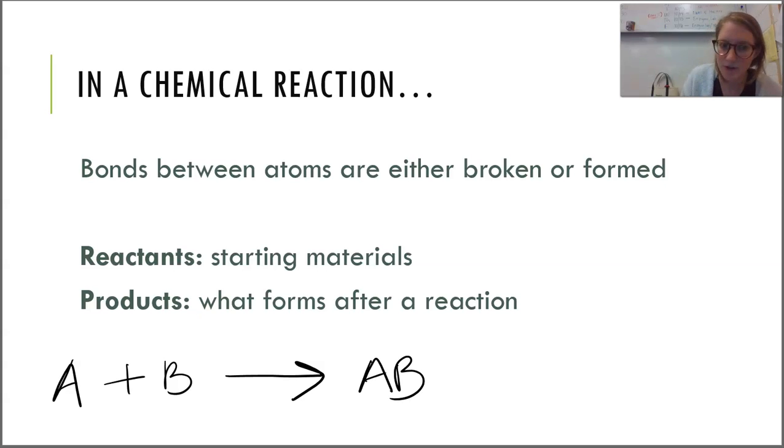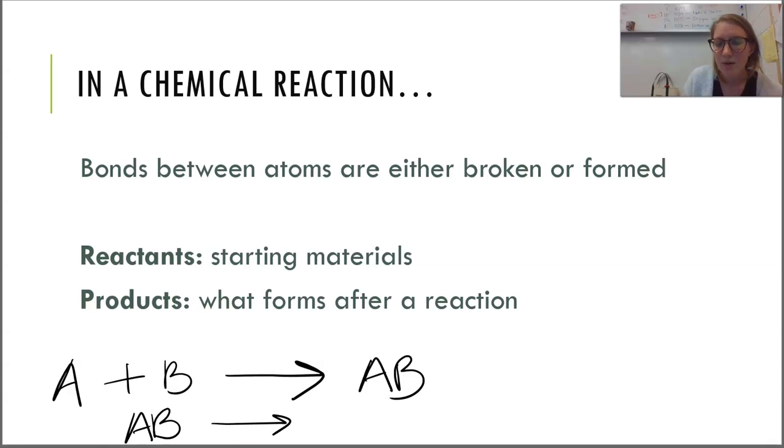Or maybe you could start off with something that is already stuck together, AB, and you go through a chemical reaction, maybe it catches fire, or you add acid to it, or change the temperature. It could be a lot of different things, and it forms A plus B. That's what we mean when the bonds of atoms are either broken or formed. In the first one, they would be formed: you have two separate reactants, and the product is when they're stuck together. Or if they're broken, they were stuck together and then go back to being separate.